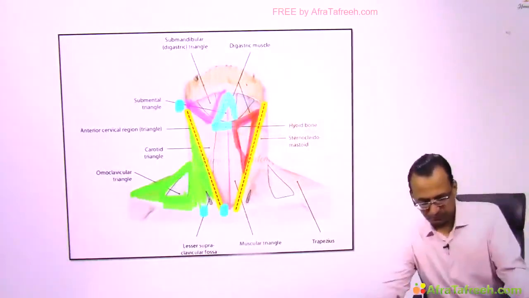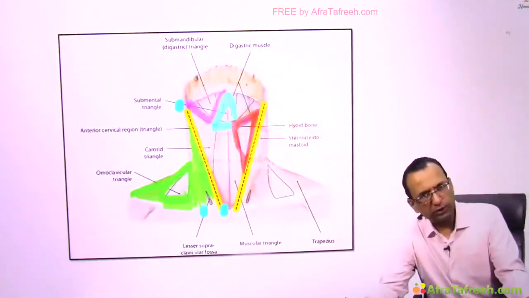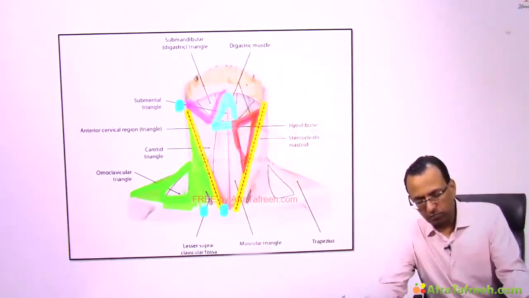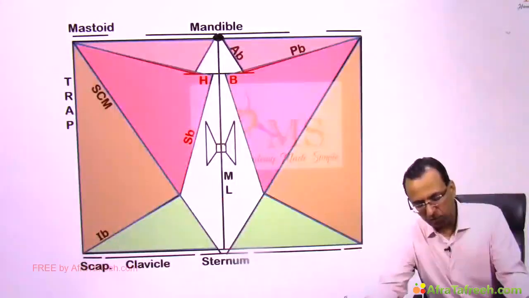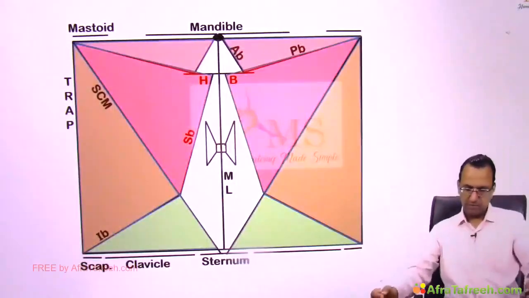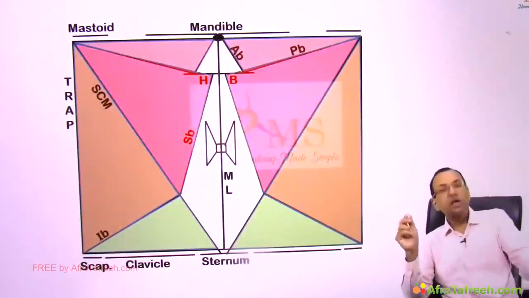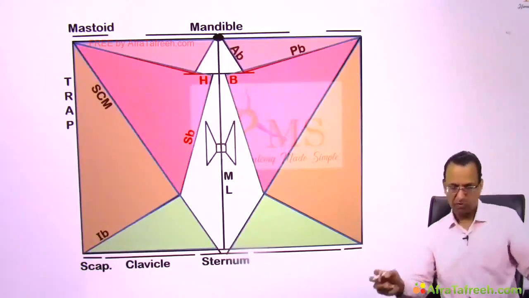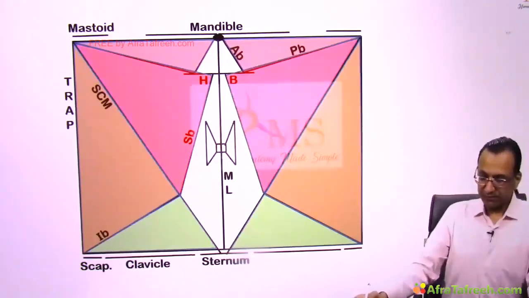I want to draw this. If you want to draw this, then let's do it. You have to draw the sternomastoid as the boundary line, and this is the diagram we are going to draw. These are the various triangles looking from the front view. Okay, let us do it.